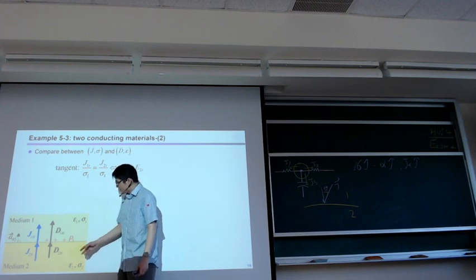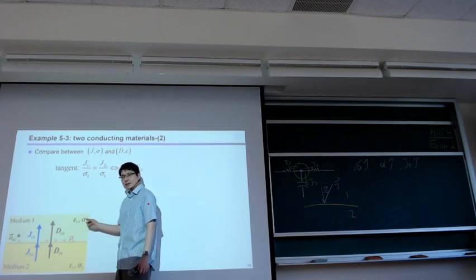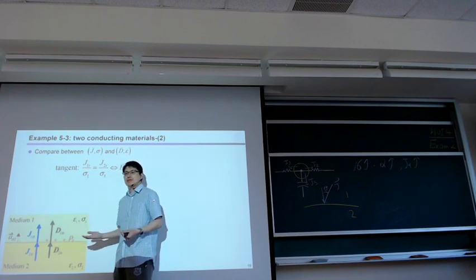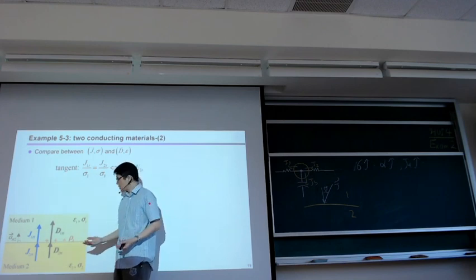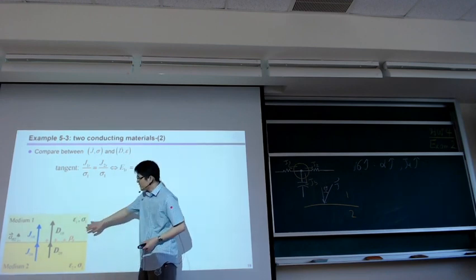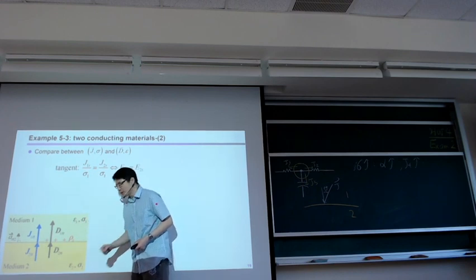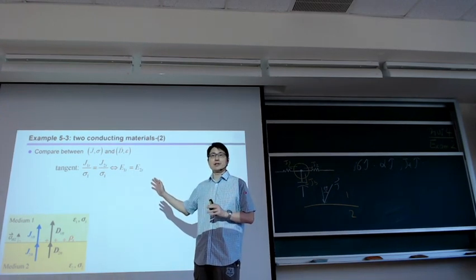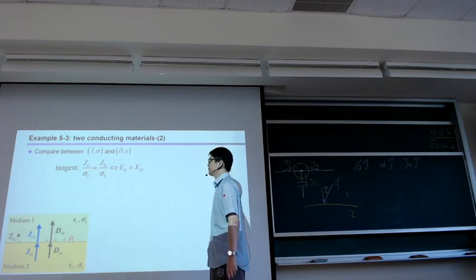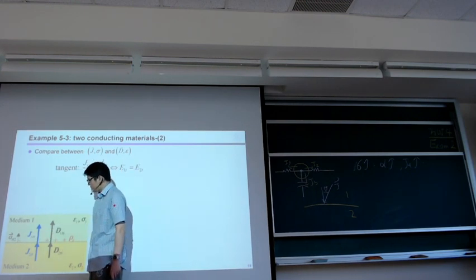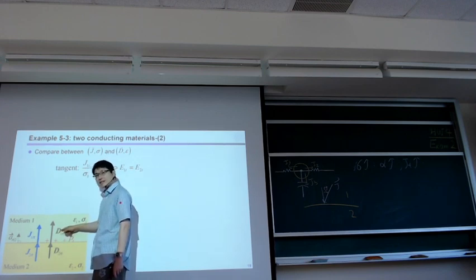So for these materials, we need to use epsilon and sigma to describe it. For pure conductors, we only want to have sigma. But here, they're imperfect dielectrics or imperfect conductors. We need to use both epsilon and sigma to describe it, right? So the first material, epsilon 1, sigma 1. Second material, epsilon 2, sigma 2. Now, let's investigate this unique case. We want to understand the current density, and we want to understand the flux density.